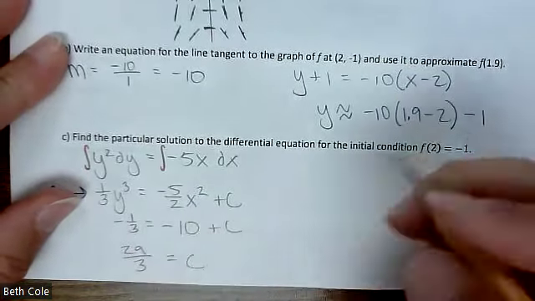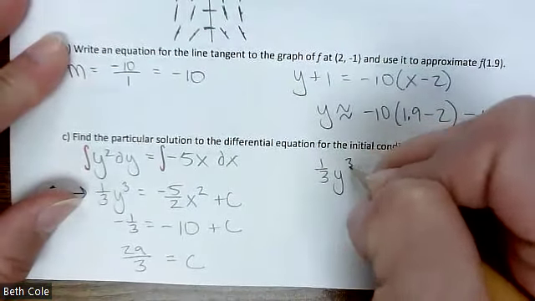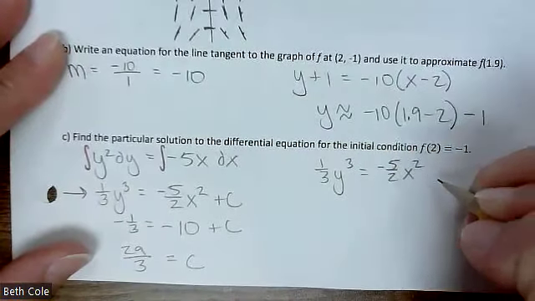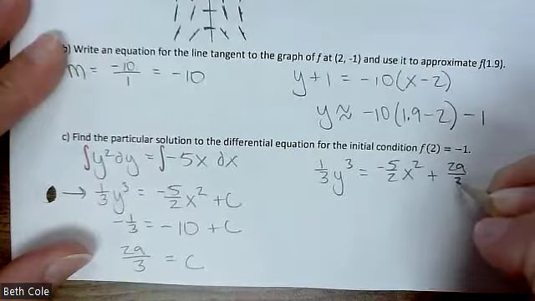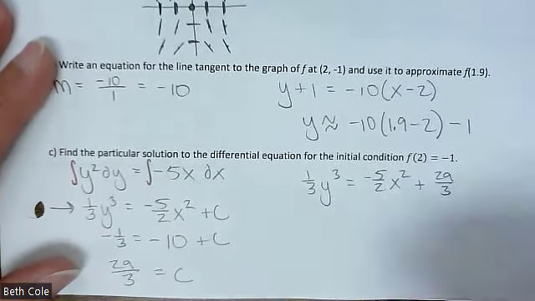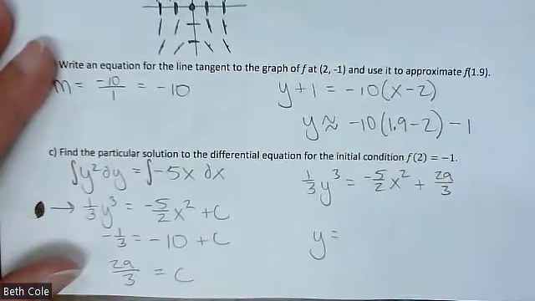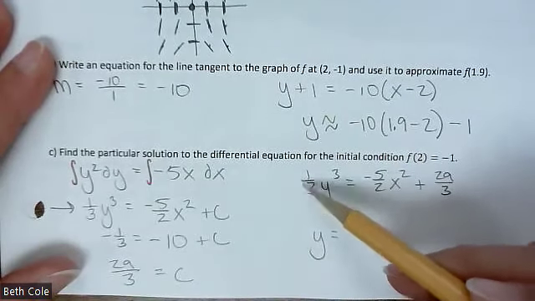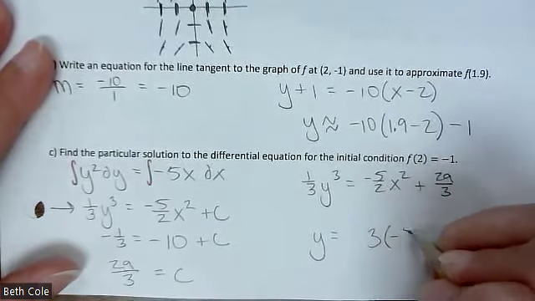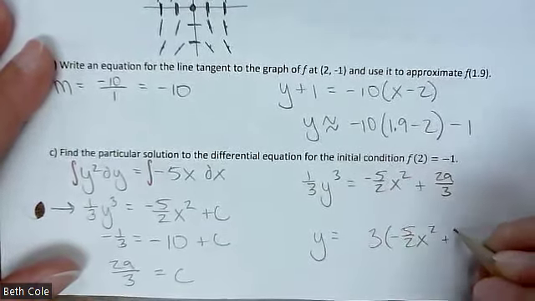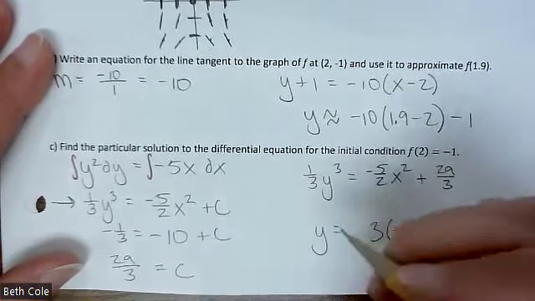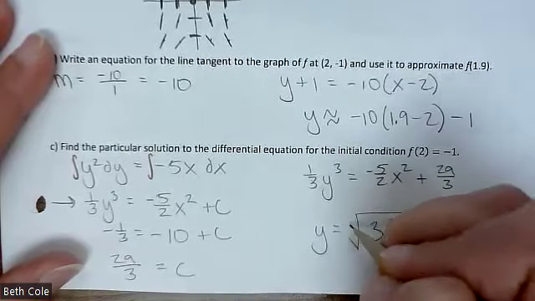So you're going to recopy this line where I put the arrow there, except put plus 29 thirds. And then what are you going to do to start getting y by itself? Yeah, how do you get rid of a 1/3? Yeah, multiply by 3. So 3 times all of that stuff. Yeah, don't distribute it. Just leave everything alone. And then the last step, cube root.